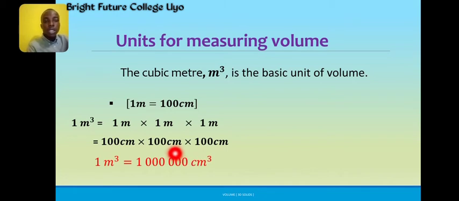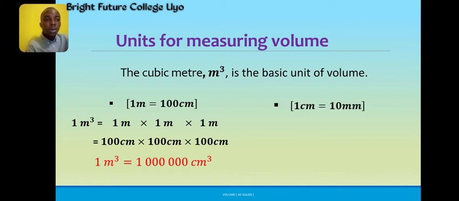So you take note of this. If you are asked to convert or express your answer in centimeter cube and it was initially given in meter cube, you multiply by 1 million. If you are asked to convert or express in meter cube, you divide by 1 million. Going this way to meter cube, you divide by 1 million. Going this way, you multiply by 1 million. We have seen this several times in the course of this lesson, so it should not be strange to you.